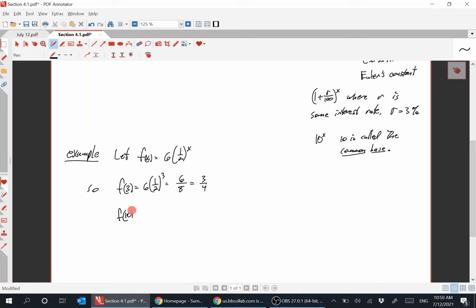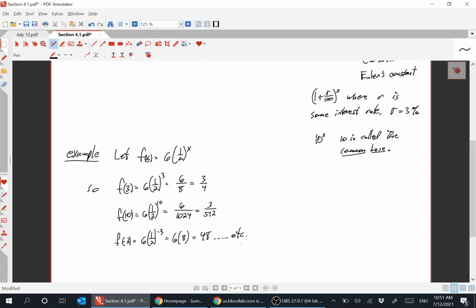F of 10, well, that's 6 times 1/2 to the 10th. So that's 6 over 2 to the 10th, which is 1,024. So this is 3 over 512, whatever that number might be. F of minus 3 is 6 times 1/2 to the minus 3. So that's 6 times, well, 1/2 to the minus 3 is 8 rather than 1/8, which is equal to, in this case, 48, etc.